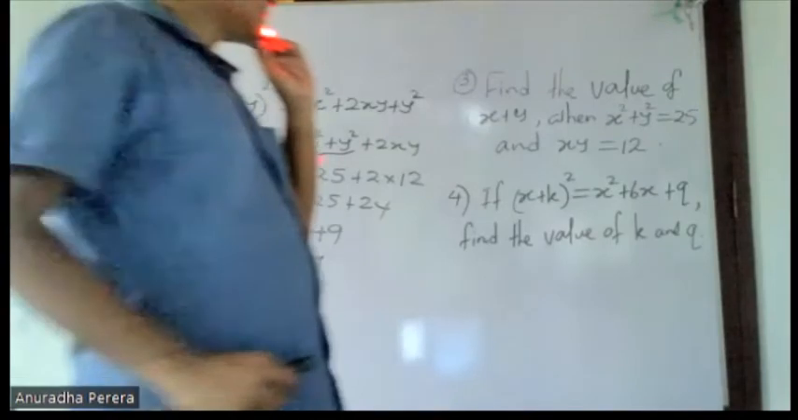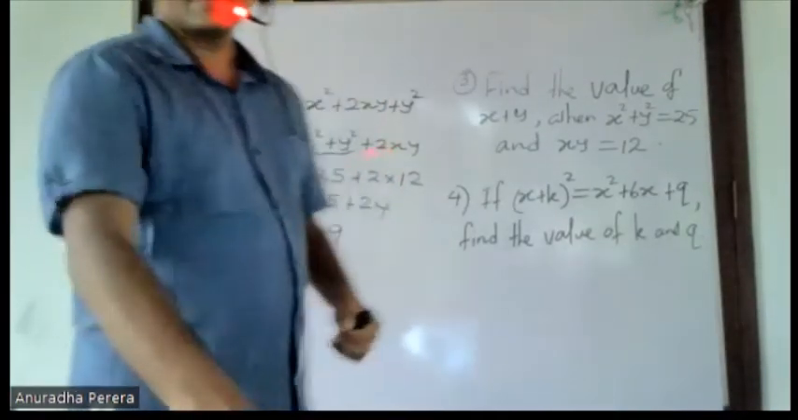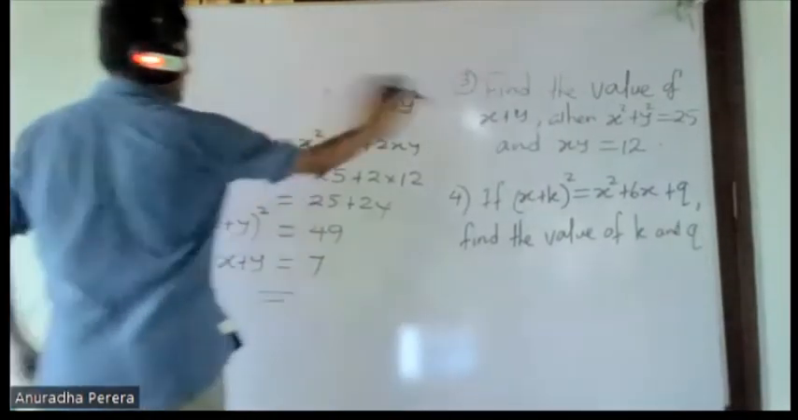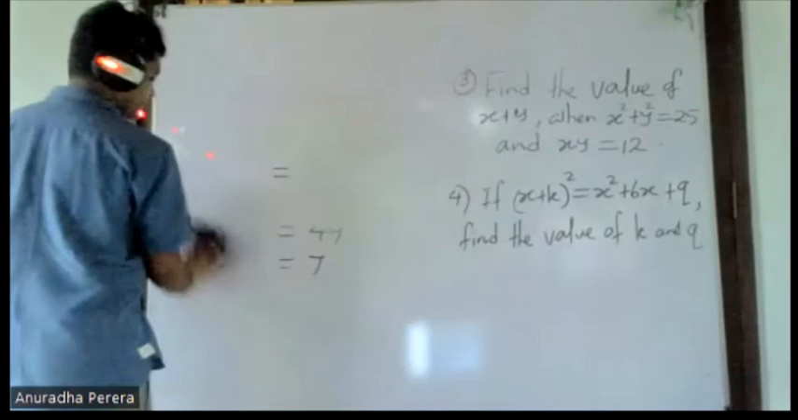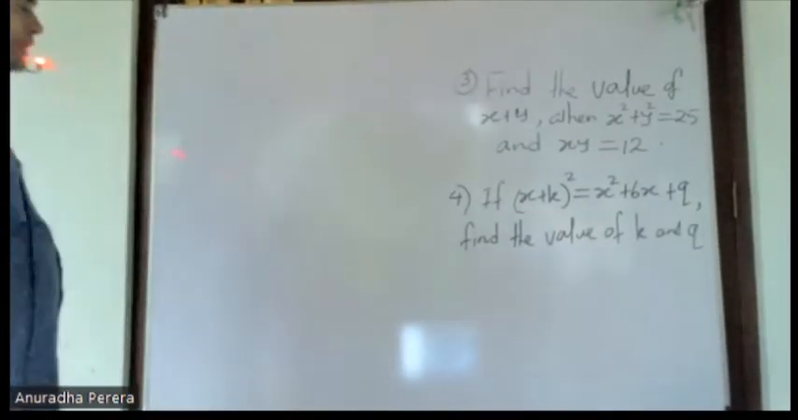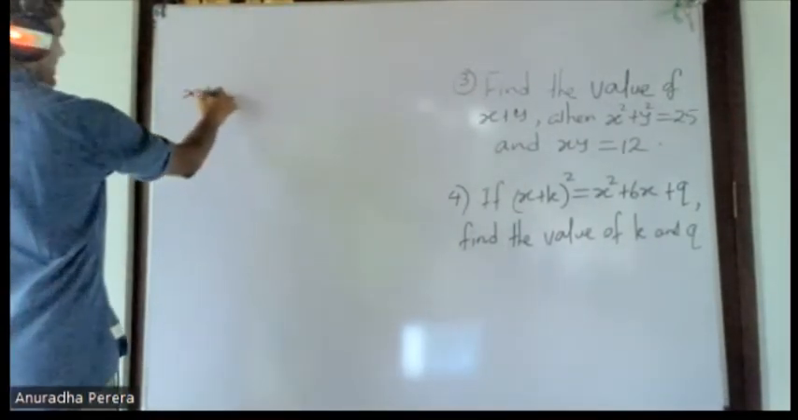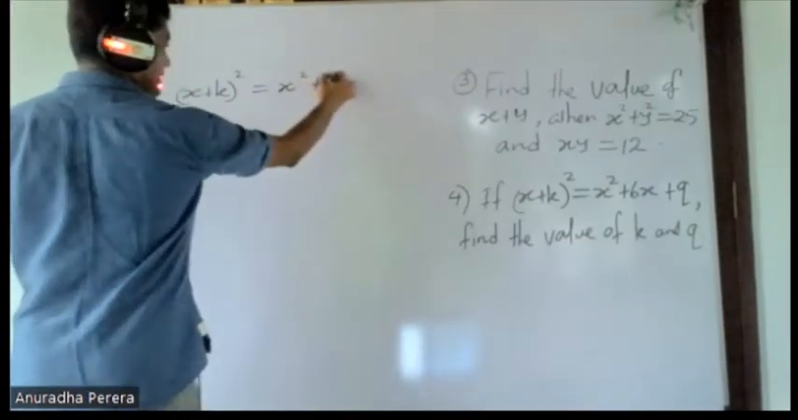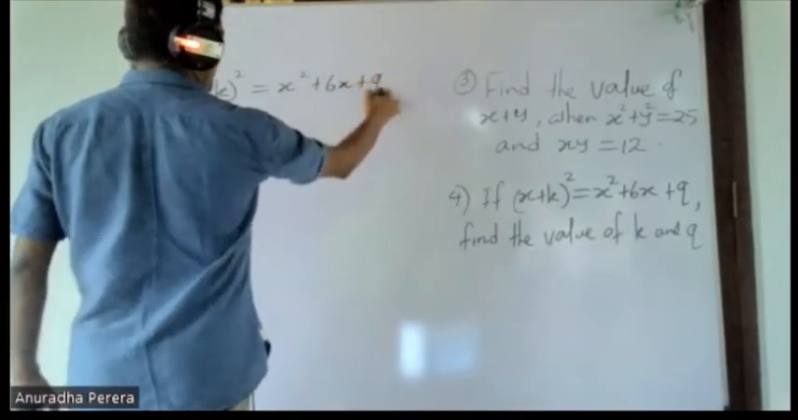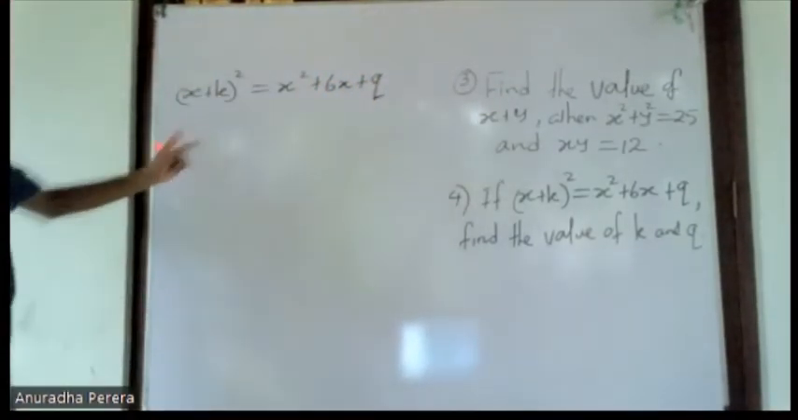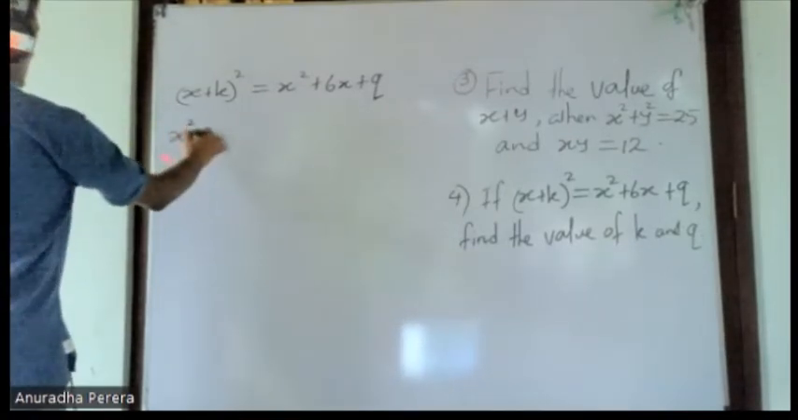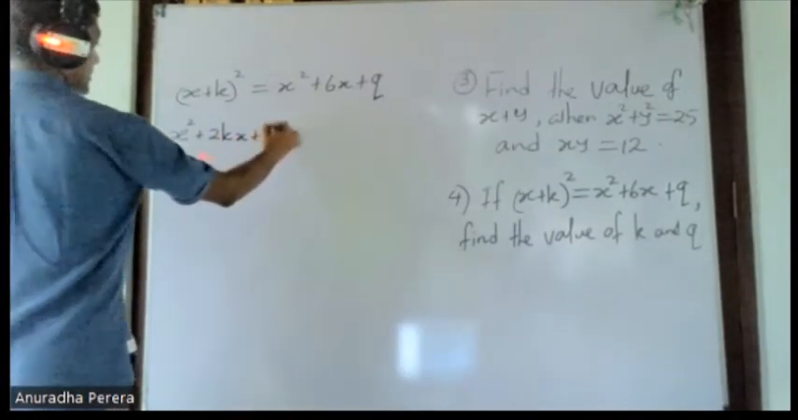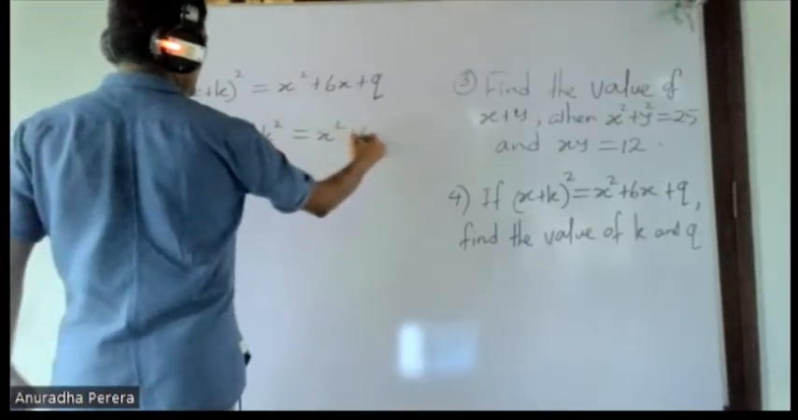What is k? What is q? k equals 3, q equals 9. You can expand this. Start from (x plus k) squared equals x squared plus 6x plus q. You know how to expand this. x squared plus 2kx plus k squared equals x squared plus 6x plus q.